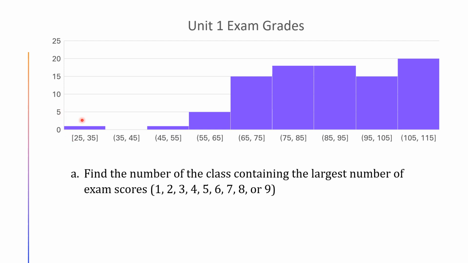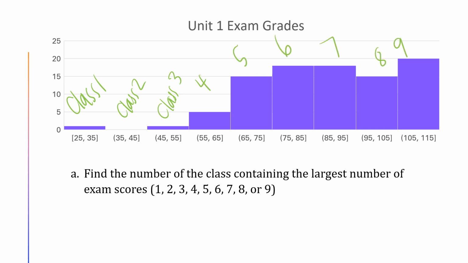It says find the number of the class containing the largest number of exam scores. So this is class 1. Let's write that down there. This would be class 1, class 2, class 3, 4, 5, 6, 7, 8, 9. Which one had the largest number of folks in their little rectangle? That would be class 9. So class 9 had the tallest column, or the tallest little rectangle.